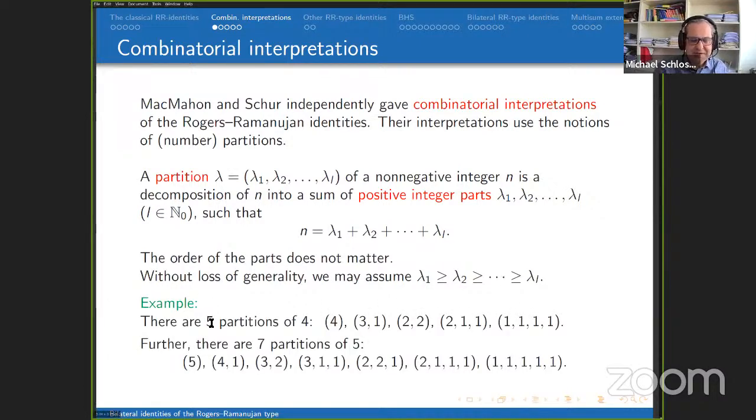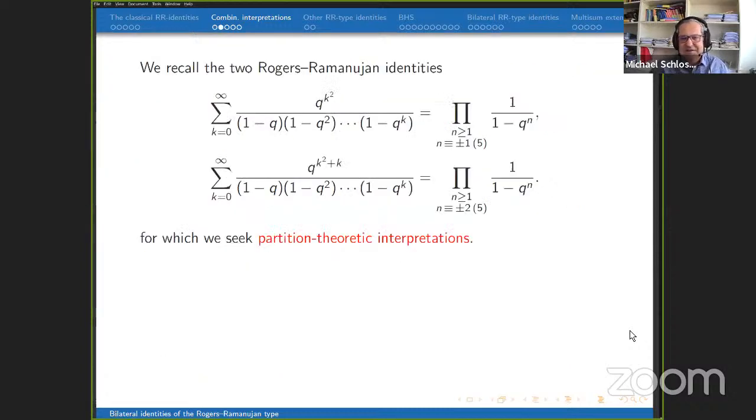Okay, so P of 4 is 5, so there are 5 ways to write 4 as a sum of positive integers where the order does not matter. There are 7 partitions of 5. They are listed here explicitly, just to tell you exactly which objects we mean by partitions.